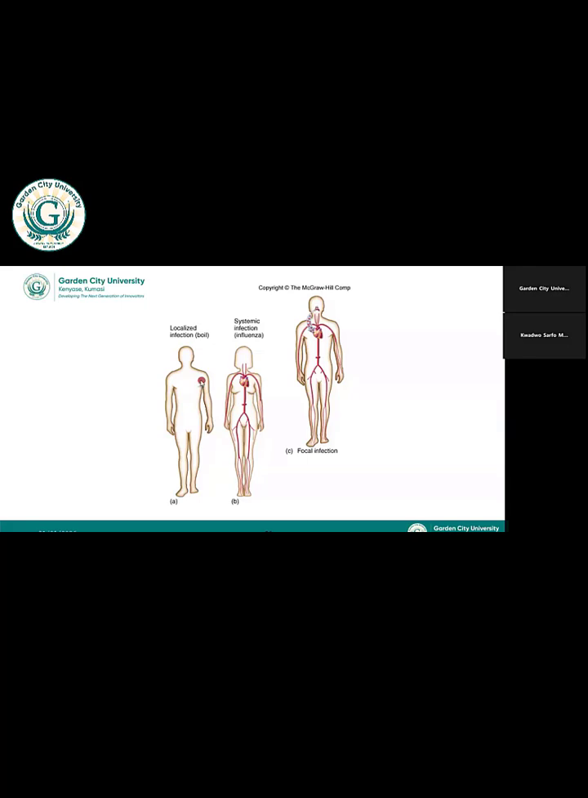So localized is when it's confined to one region or site within the host. Focal is when it spreads from one part to the other, and not all the sites or several sites. If it spreads to several sites, for example, in the bloodstream, where it is carried to all parts of the body, then it is systemic.